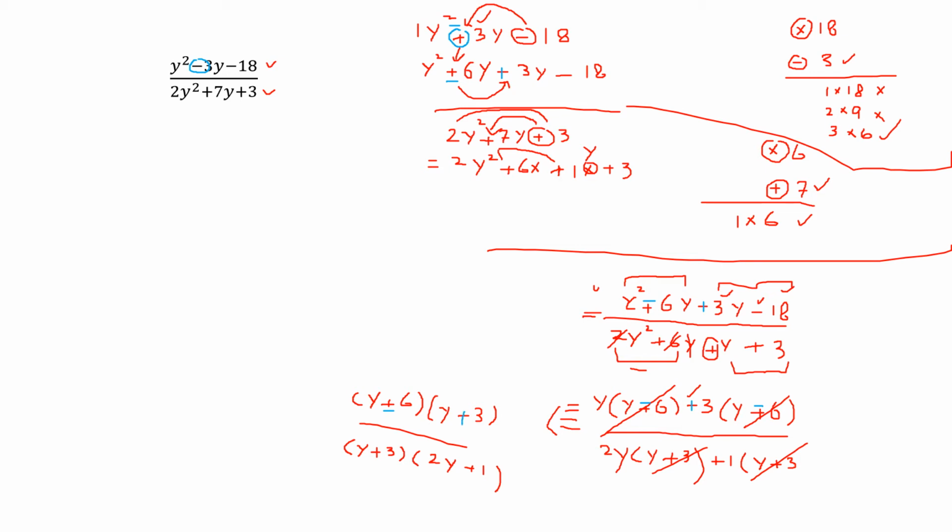So there was a little mistake, I didn't care, so I'm going to clean this and clean this. Now we are fine. Okay, and our final answer will be, cancelling y plus 3 with y plus 3, y minus 6 divided by 2y plus 1.